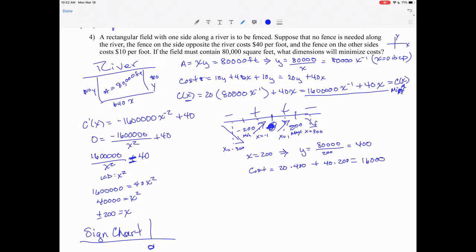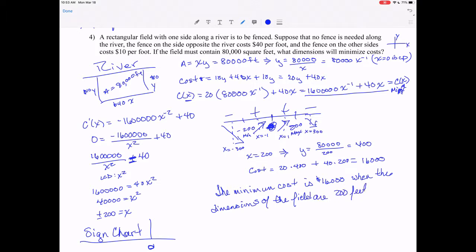Okay, so now we know all our information, so we can write our sentence. The minimum cost is $16,000 when the dimensions of the field are 200 feet by 400 feet.